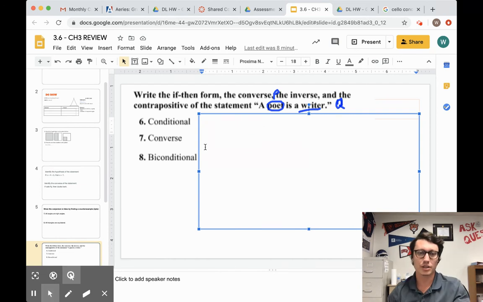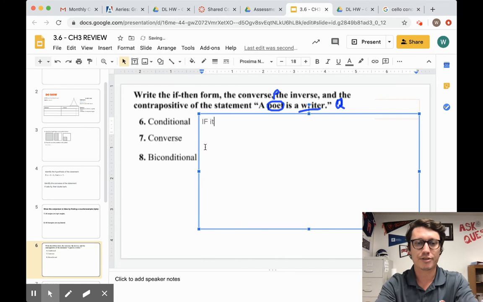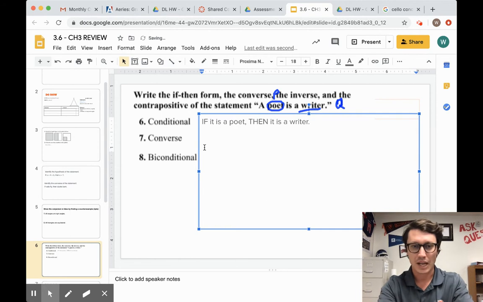The conditional statement would be: if it is a poet, then it is a writer. Okay, if P, then Q. For the converse, now we just switch them. If someone is a writer, then they are a poet.